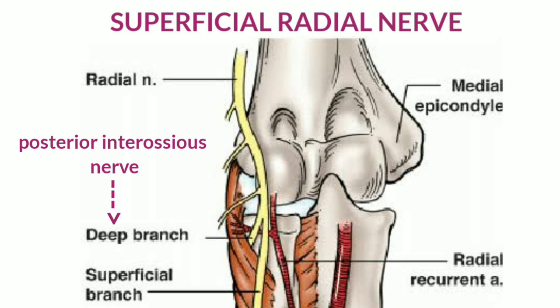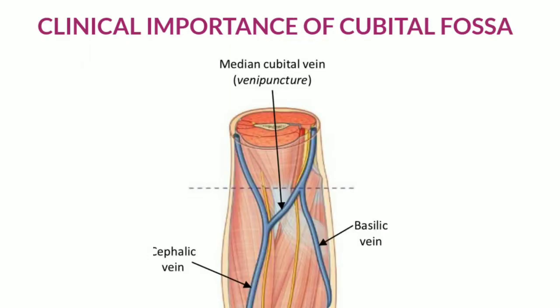So when someone asks you what the contents of the cubital fossa are, we should say median nerve, brachial artery, biceps tendon or bicipital aponeurosis, and last one, the superficial radial nerve, not the deep one. And now the clinical importance of the radial nerve is that any damage to the radial nerve here causes wrist drop. The clinical significance of the whole cubital fossa is venipuncture of the cubital fossa.